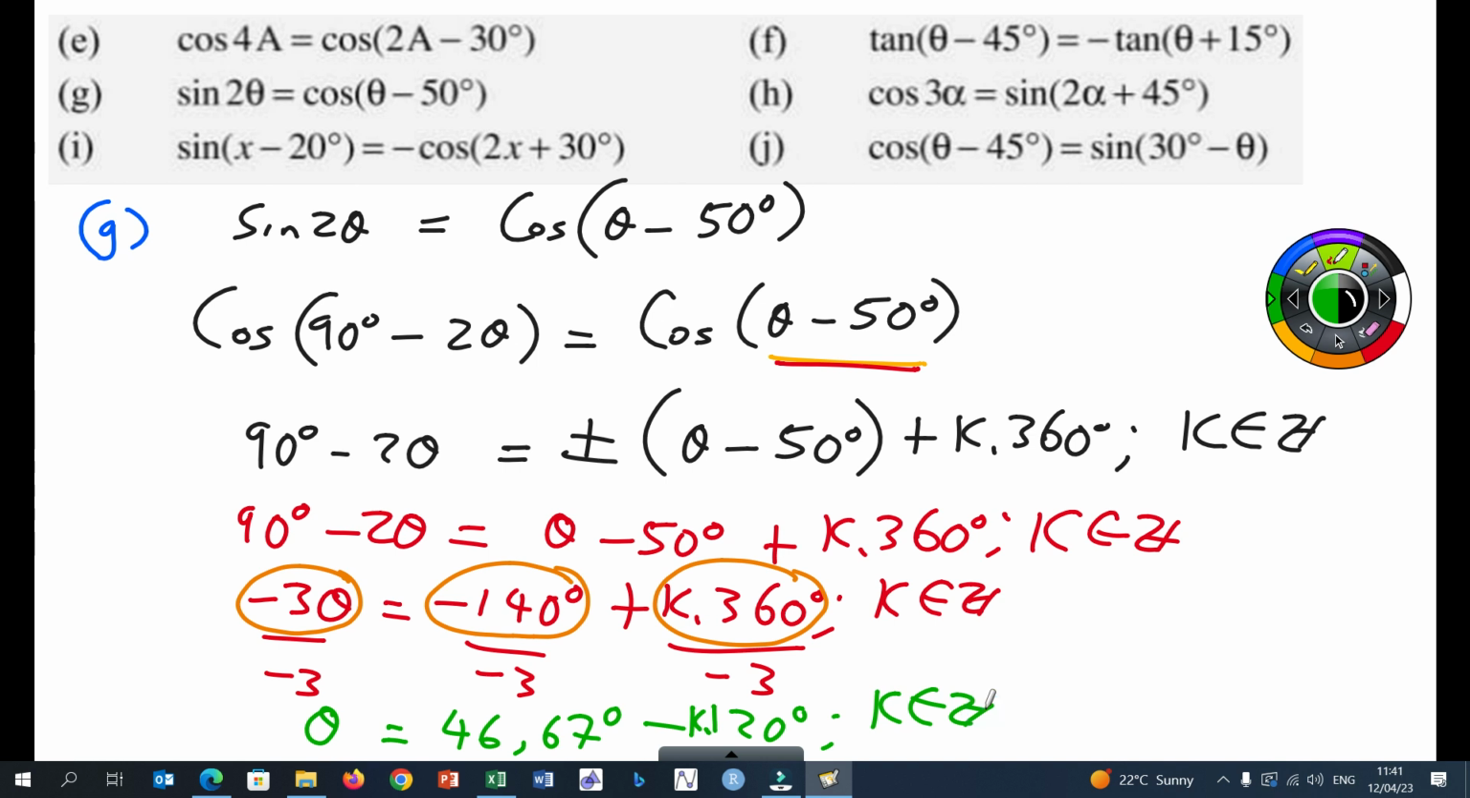Okay? Then you stop. This is a general solution. Sometimes the question can say solve. If the question says solve, but you are not given any restriction for the angle, you just get your general solution. If the question is explicit, then you just find the general solution. You don't have to complicate things.